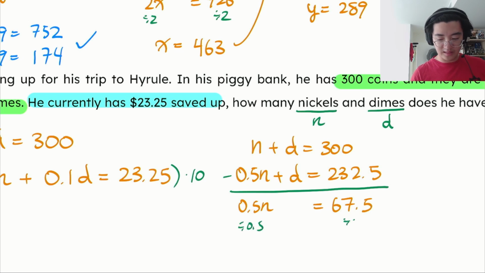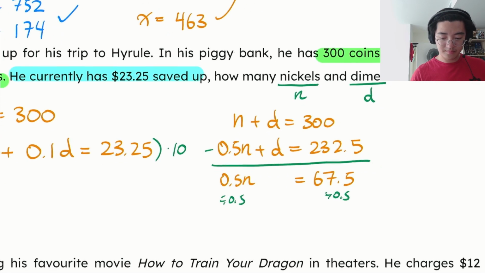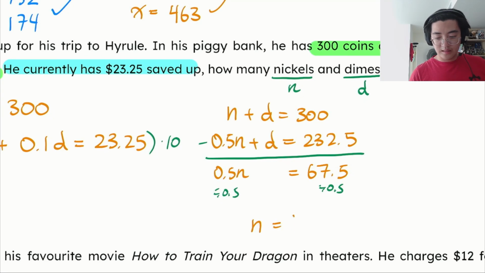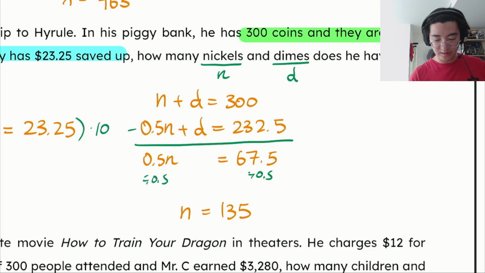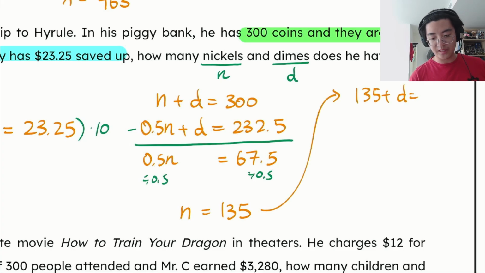Last step, isolate the n, which is 135. Okay, plug it in to one of our equations, of course. We can do the bottom one, but the top one is much simpler to calculate. We just subtract both sides by 135.